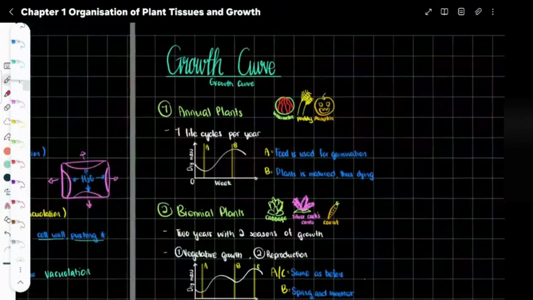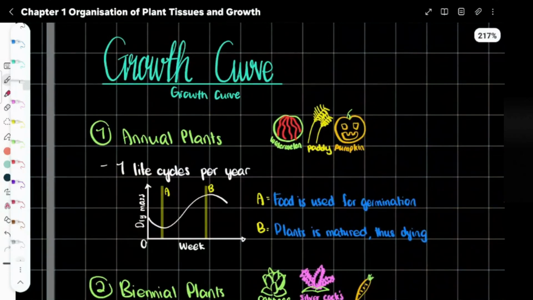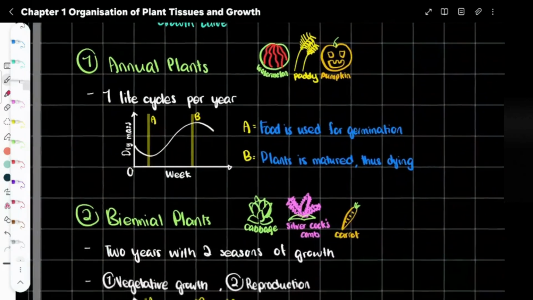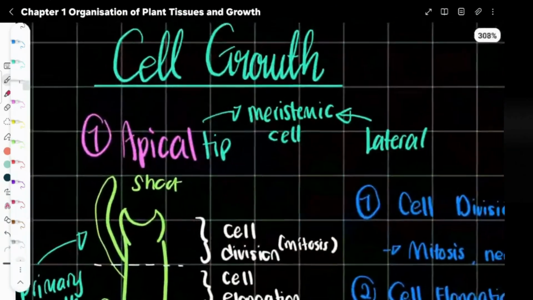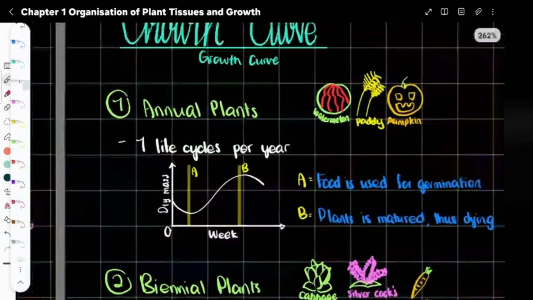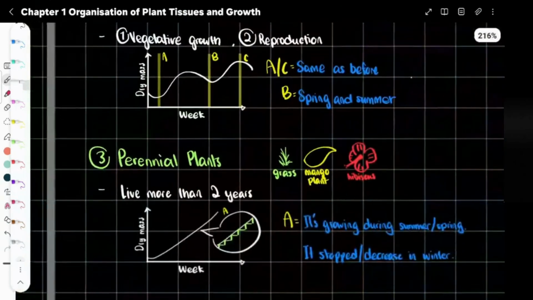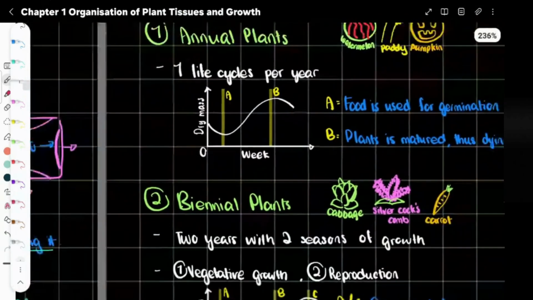So now let's move on to the next part, the growth curve. The growth curve is very easy to understand. Follow me. Just now we learned the growth cycle, right? The cell growth, right? Now there's a growth curve. The growth curve here. That means you're going to see a curve, common sense, a curve for different plants.